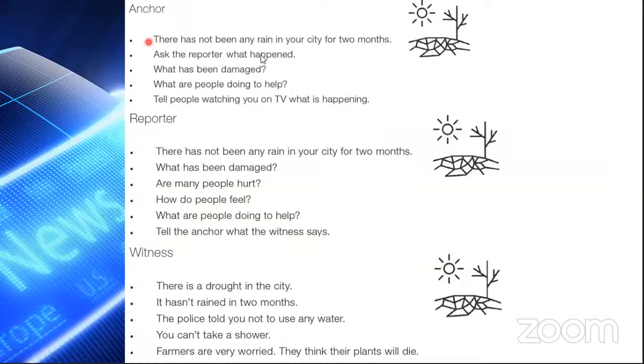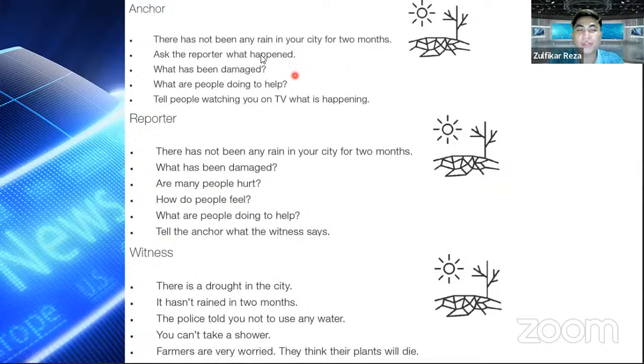You can start from here and just work your way down. You can make up any kind of situation. I know it doesn't have to be real. Just make up any situation where there's no rain somewhere. What do you think could happen? What's been damaged, and what are people doing to help? You have to make it up as you go. But that's okay, we're all learning. Go ahead.